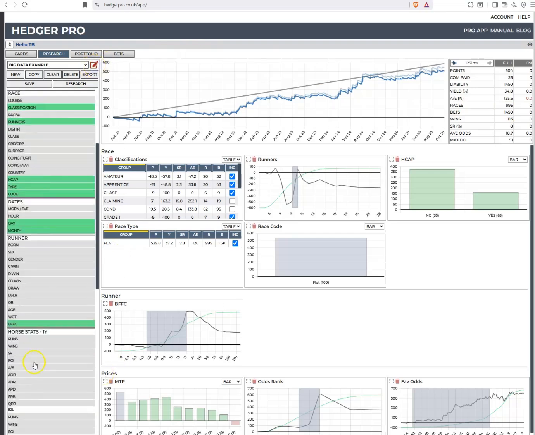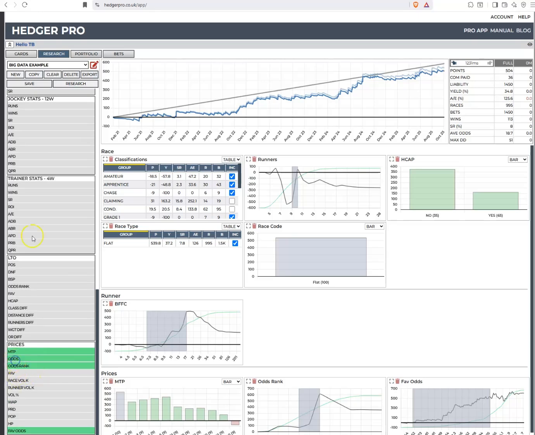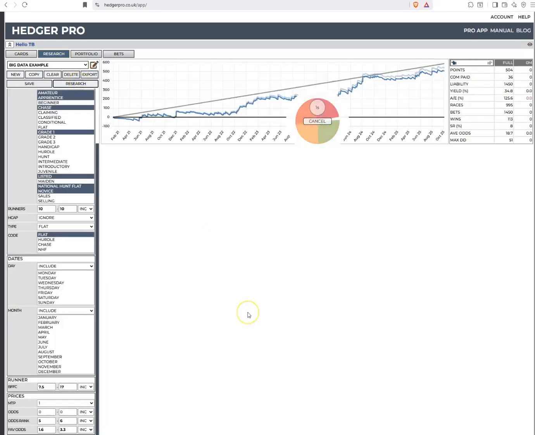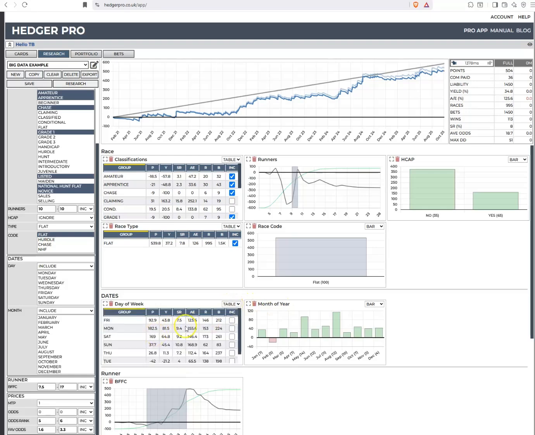But I'm going to add in, I think, another 3 filters. I'm going to add in the day, the month, and I'm going to add in the price of the horse. Because they jumped out to me when I built the system that there was obviously some profit given up on certain days and certain months. I'm going to discount Tuesday. I'm going to exclude it. And I'm going to take out February.